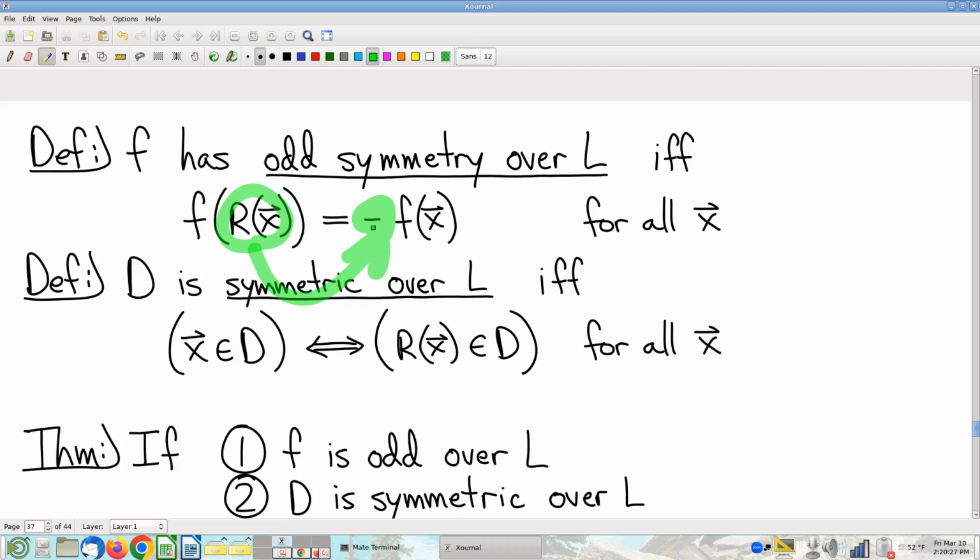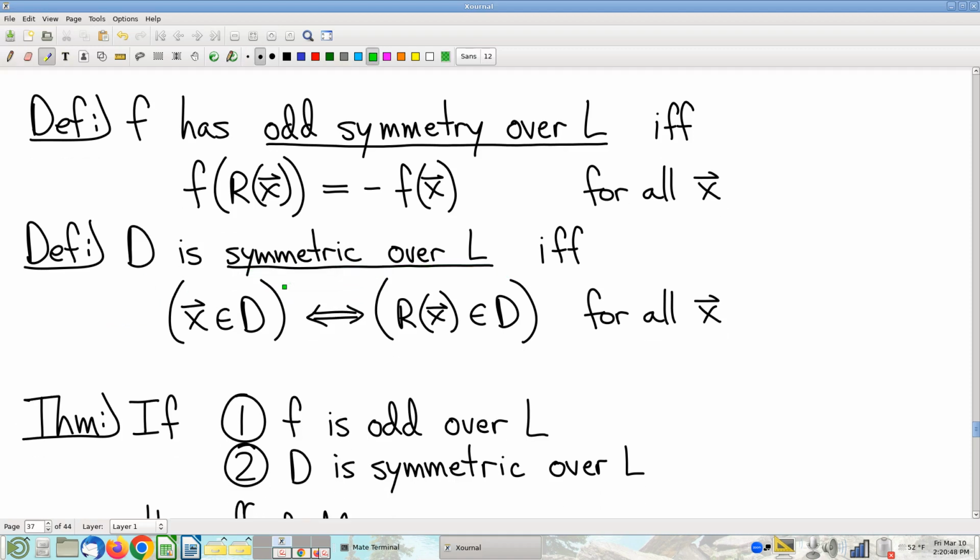It's analogous to single variable oddness. It's just that now this could be any reflection over any line in the entire XY plane. And then we can also, again, talk about what it means for a domain to be symmetric over that line. You just think through geometrically, but anytime you have a point in the domain, if the reflection is also in the domain, that's what it ought to mean for the thing to be symmetric.